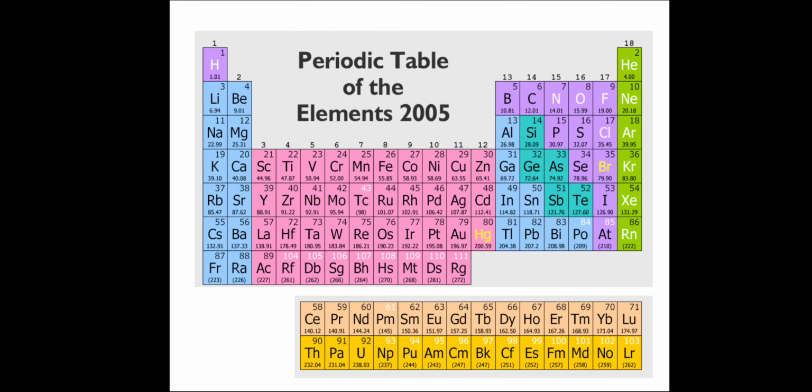This is the long form of the periodic table of the elements. This periodic table consists of 18 groups. When you move from top to bottom, that is, if you go vertical, then it is a group. When you move from left to right, that is, when you move horizontal, then it is a period.